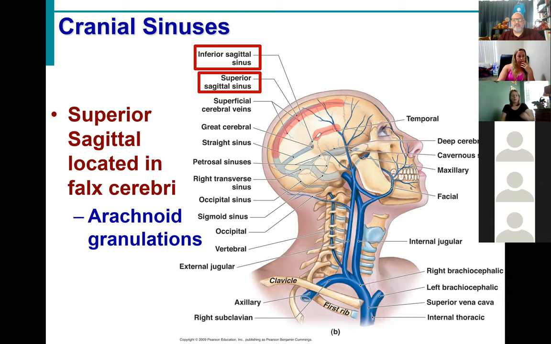Notice that inferior sagittal sinus feeds into the straight sinus. The straight sinus is actually located in the tentorum cerebelli, that piece of dura mater that separates the cerebrum from the cerebellum.